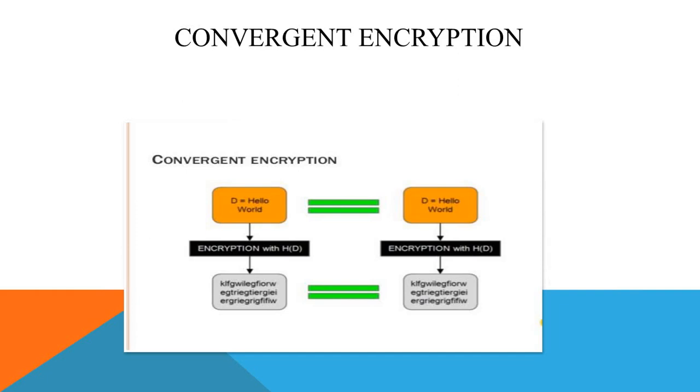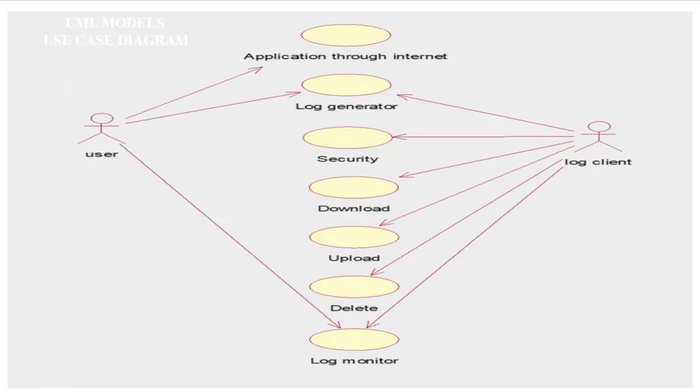Convergent encryption. How exactly convergent encryption works is, as we have given, D equals hello world. Encryption with the hash key, we get the ciphertext. We are converting this plain text hello world into ciphertext using the convergent encryption algorithm. Here is the user modules use case diagram, where the user can access the application through the internet, log generator, and log monitor, whereas the client can access log generator, security, download, upload, delete, and log monitor as well.